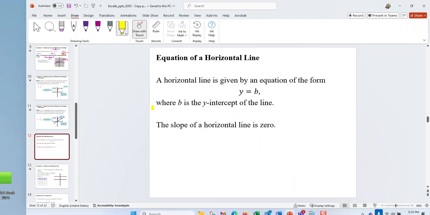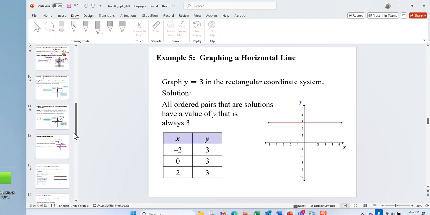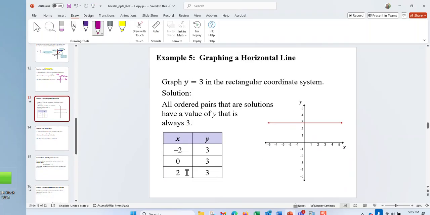All right, if you have y equal to b, that is considered a horizontal line. b can be any constant number, like I said, y equal to 3. How do you graph y equal to 3 without x? Well, that means x can be any number, right? So 1, 2, 3. x can be any number. y is always equal to 3. So that is the horizontal line. And then x can be any point, right? x can be -2, can be 0, can be +2, and y is the same. Okay, so that's a horizontal line.